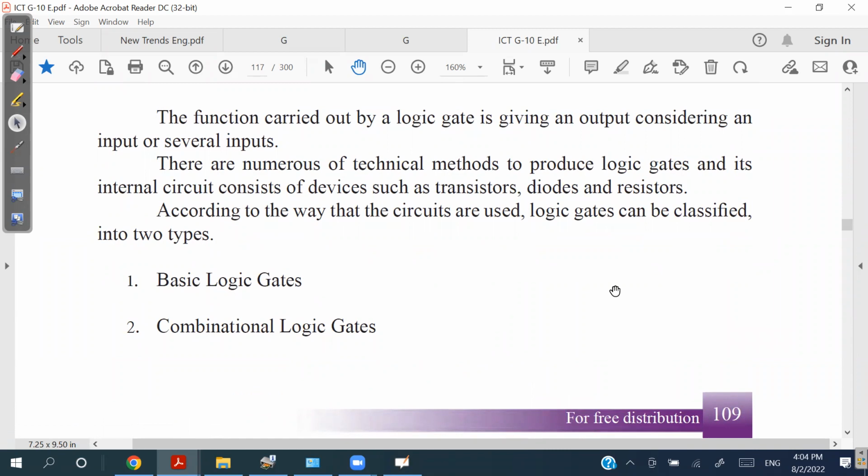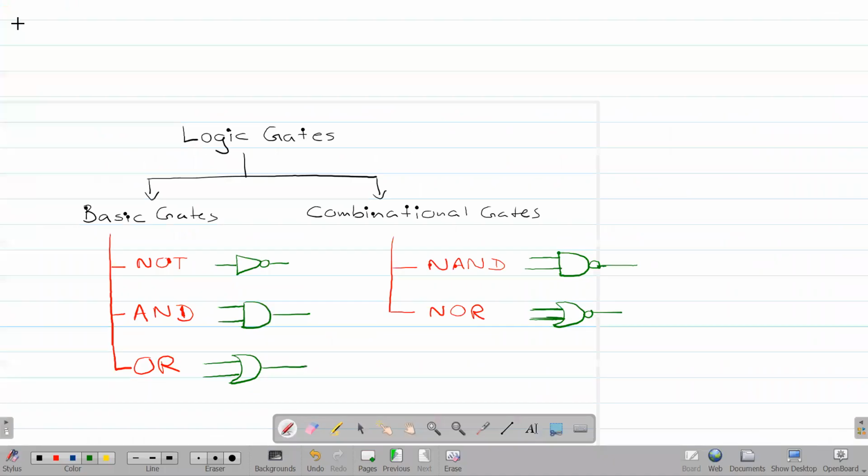Yes. And then we can go for our classification. So after that, we just draw this classification.